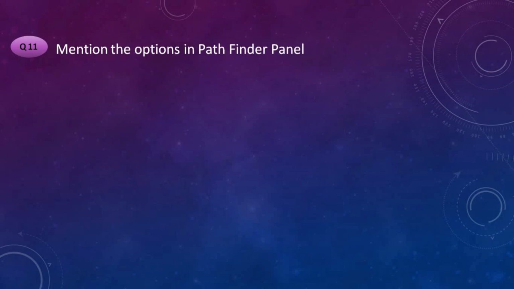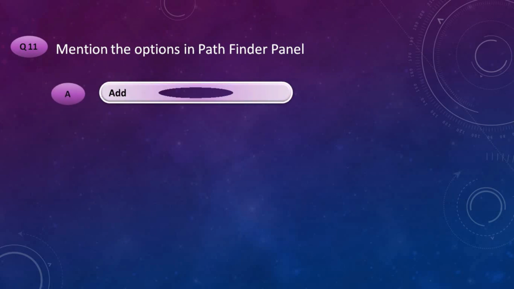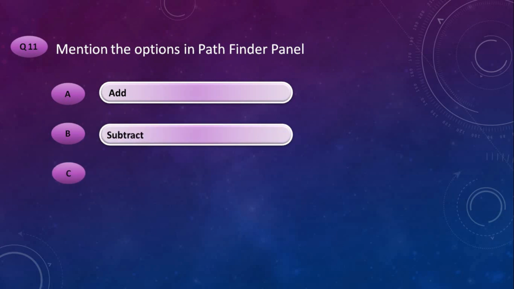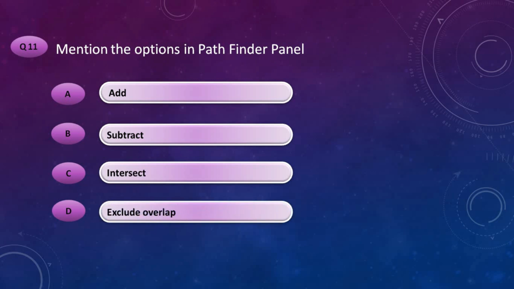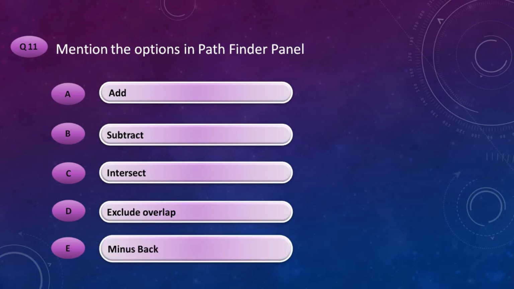Next question, mention the options in Pathfinder panel. Add, subtract, intersect, exclude overlap, and minus back. The options in Pathfinder panel are add, subtract, intersect, exclude overlap, minus back.